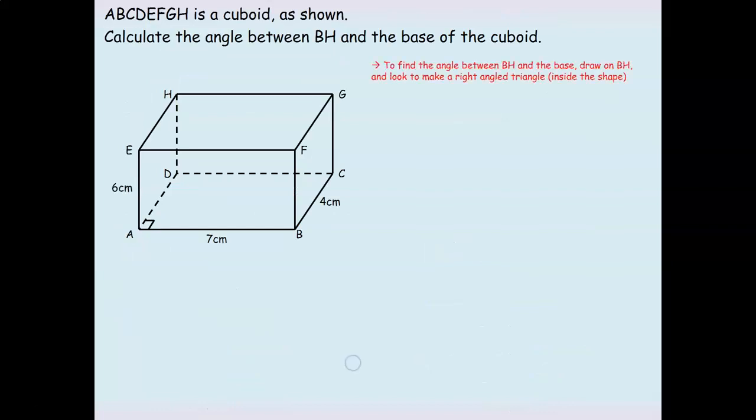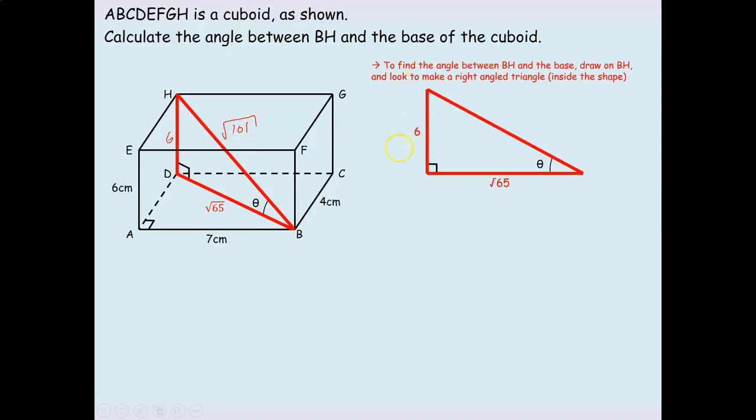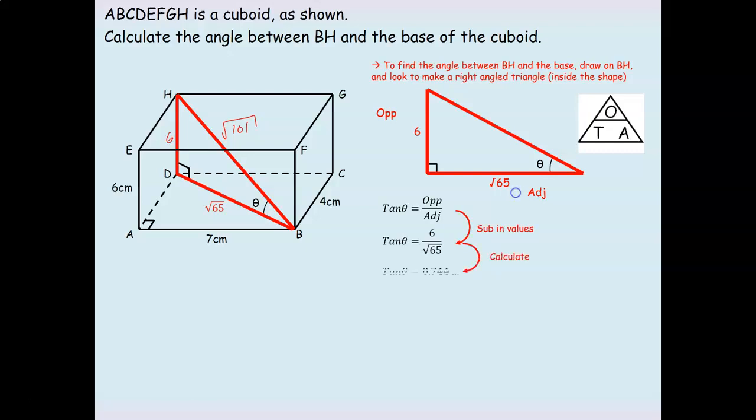Let's have a look at using trigonometry in 3D. Here we want to calculate the angle between BH and the base of the cuboid. Here's BH, which we found before as the square root of 101. We also found BD before, that was the square root of 65. It doesn't matter which one you use, I'm going to use the square root of 65. Remember that this is 6, and this is the square root of 101. I'm going to use this triangle here. I've got opposite and adjacent, so tan theta equals 6 over the square root of 65. So theta is the inverse tan of 6 over root 65, and I get theta is 36.7 to 1 decimal place.